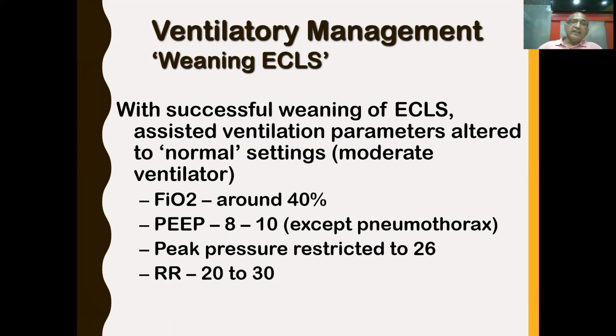So what ventilator settings we usually prefer is to get the patient off with moderate ventilator settings: FiO2 of around 40%, PEEP of around 8 to 10, peak pressures restricted to 26, and a respiratory rate we accept anywhere between 20 to 30. That is the setting we usually prefer to come down on ECMO. But again, that will vary from patient to patient. If the patient has a pneumothorax, we'll definitely keep the PEEP on the lower side. If you are looking at a rushed weaning or a desperate situation, we'll even accept an FiO2 of 60% and try to come off ECMO at that stage.